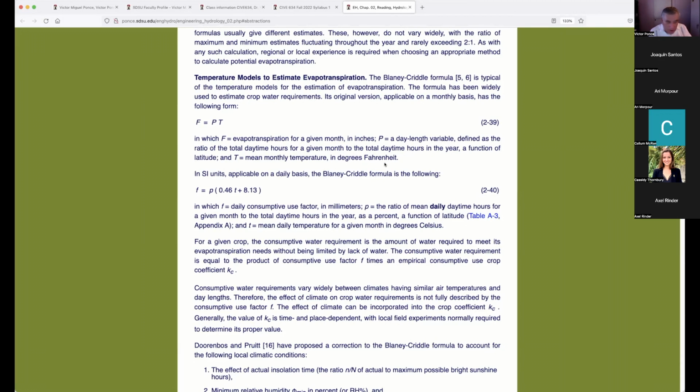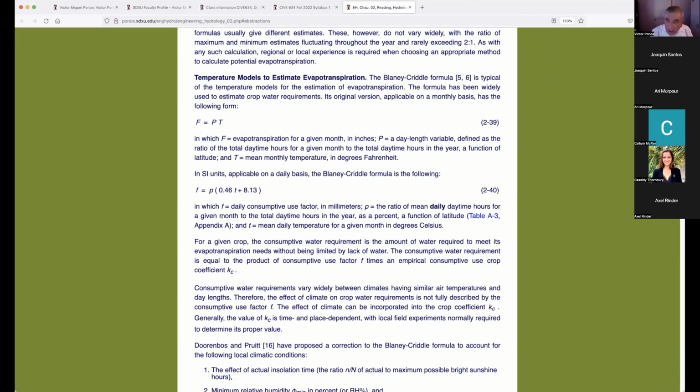Subsequently, this formula was used throughout the world, and people saw fit to convert it to SI units, commonly referred to as the metric system, and they preferred to apply it on a daily basis. So the more common Blaney-Criddle formula written in the books appears as equation 240. It's the same equation. It's just that it has been converted into metric units and expressed per day.